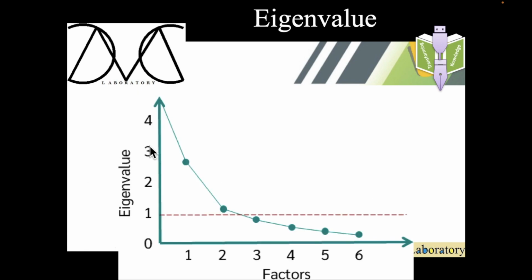So for example, here are the 6 factors which you have seen, and for each factor these are the eigenvalues. How many values are greater than 1, that number can be considered as the number of factors. So in this case, 2 is the number of factors for this particular data set.